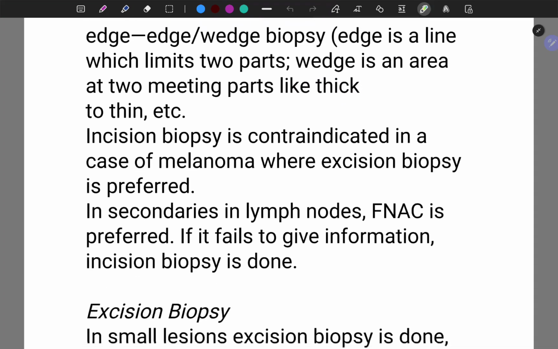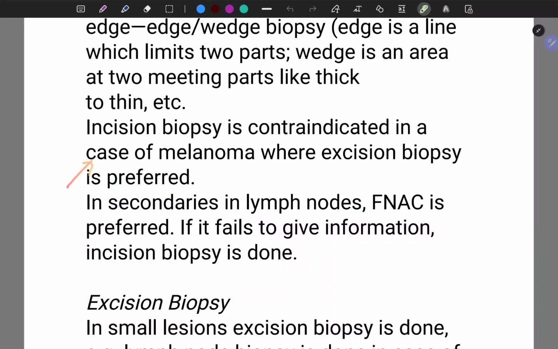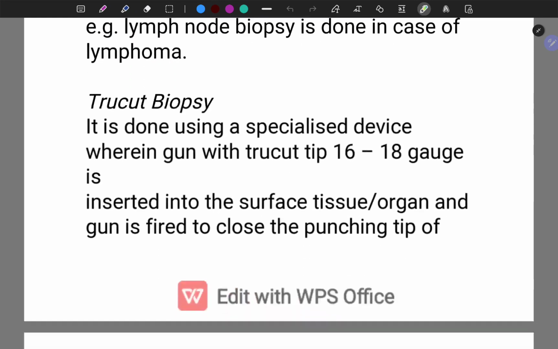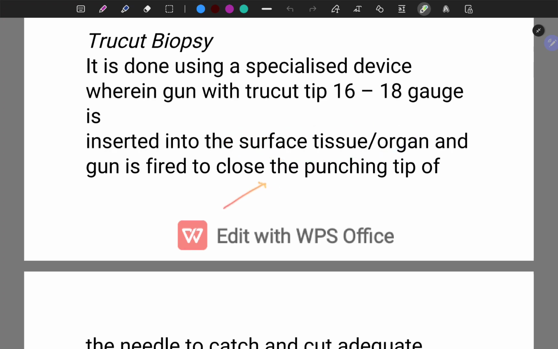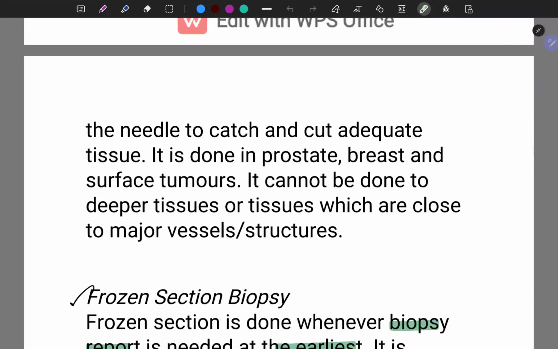Incision biopsy is contraindicated in case of melanoma, where excision biopsy is done. In secondaries, FNAC is preferred. True cut biopsy is done using a specialized device wherein a gun with a true cut tip, 16 to 18 gauge, is inserted into the surface tissue or organ, and the gun is fired close to the punching tip of the needle to catch and cut adequate tissue.